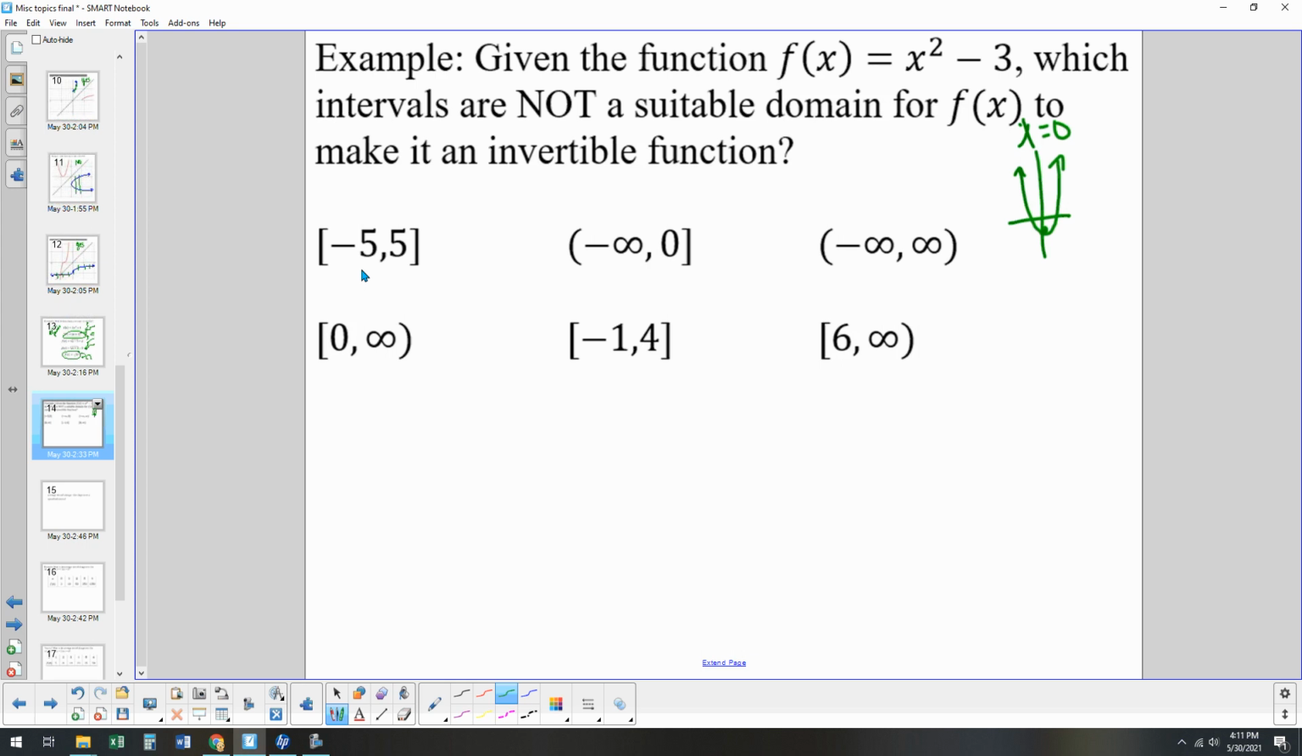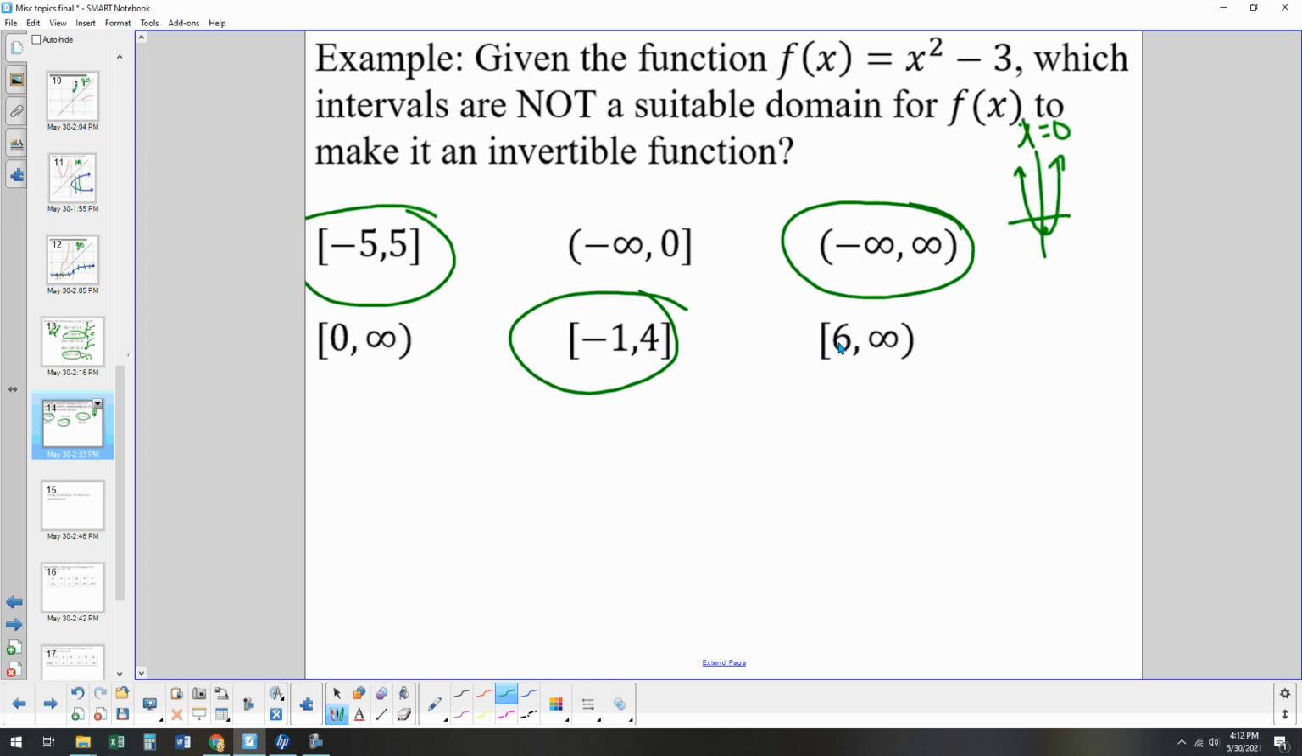So here, negative 5 to 5, I have some negatives, some positives, so that is not suitable. This is negative infinity to 0, so that's only negative numbers, so that's fine. This is negative infinity to positive infinity, so it has negatives and positives. That's not going to work. That's not suitable. Here's 0 to infinity, so it's only the positives, so that works. Negative 1 through 4 has both negatives and positives. That's not suitable. And 6 to infinity only has positive numbers. It starts at 6, that's fine, but it's still only positives, so that one works as well.